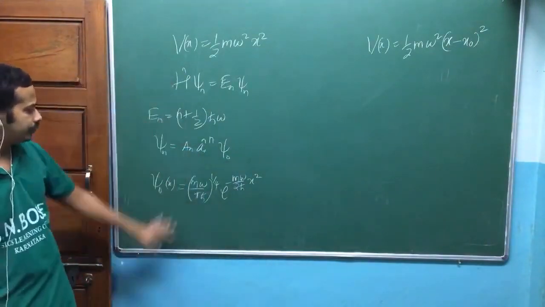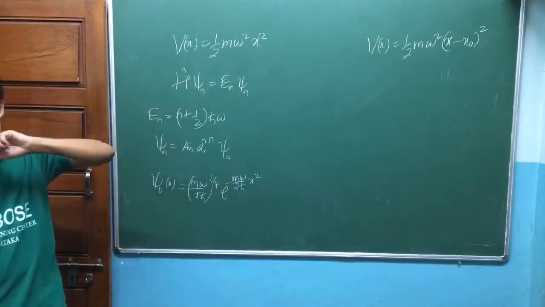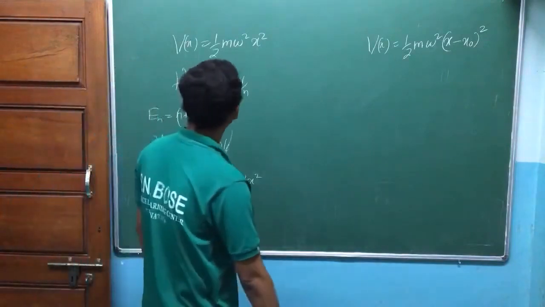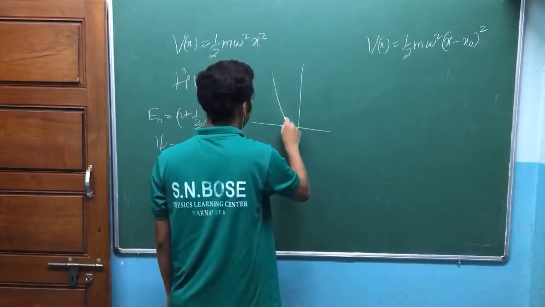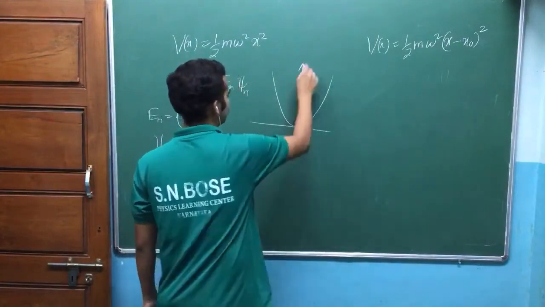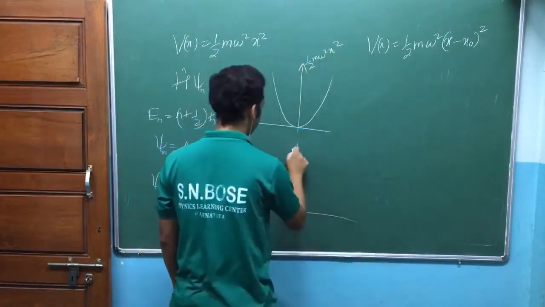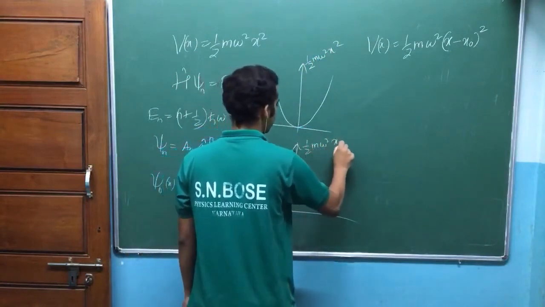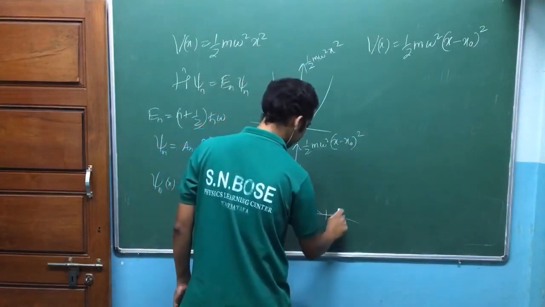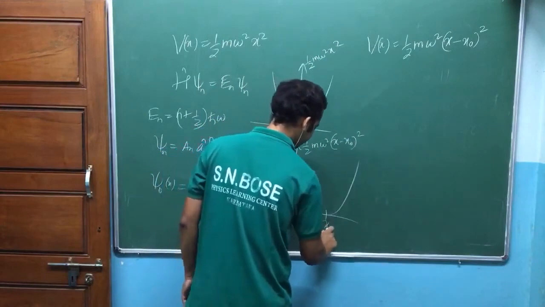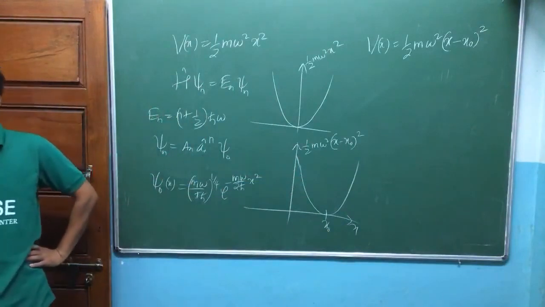Now, which of this result will be affected? You have changed that one, am I right? Can you plot this one? If you plot this one, what would you get? This is perfectly parabolic, am I right? Half m omega square x square. If you plot half m omega square x minus x naught the whole square, suppose x naught is positive, it will be like this. It will be shifted forward. Am I right? Just check it out.